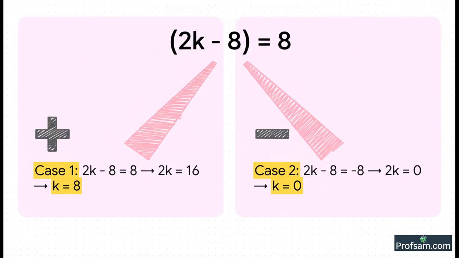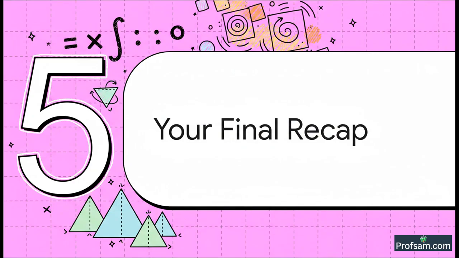Case 1, what if the inside was positive? So 2k minus 8 equals positive 8. A little bit of algebra, and we get k equals 8. Okay, case 2, what if the inside was negative? So 2k minus 8 equals negative 8. A little more algebra, and we get k equals 0. And look at that, we have two completely valid answers for k. And you did it! Boss level cleared.